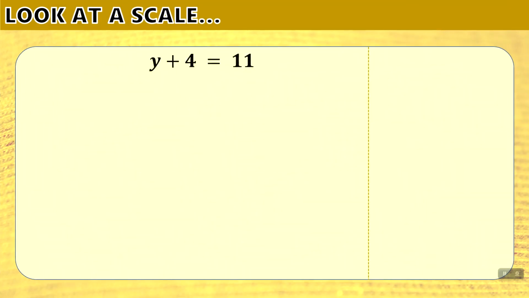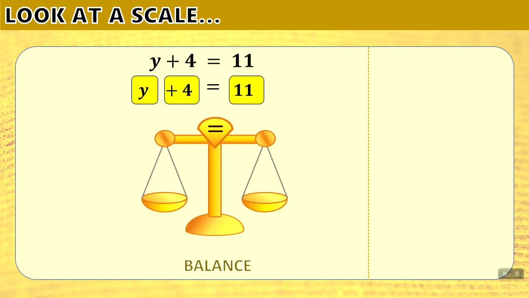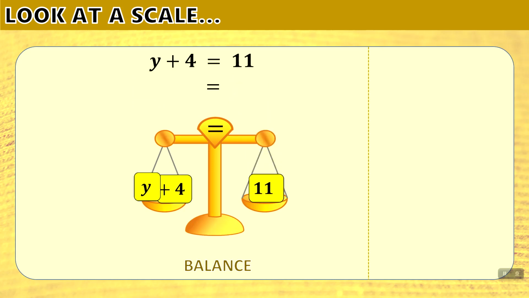Let's look at that again. y plus 4 equals 11. We can break that down into y plus 4 equals and 11. And again, if we put them on a balance, y plus 4 on the left and 11 on the right, this is now perfectly in balance. But what is the value of y? Well, here are the steps.